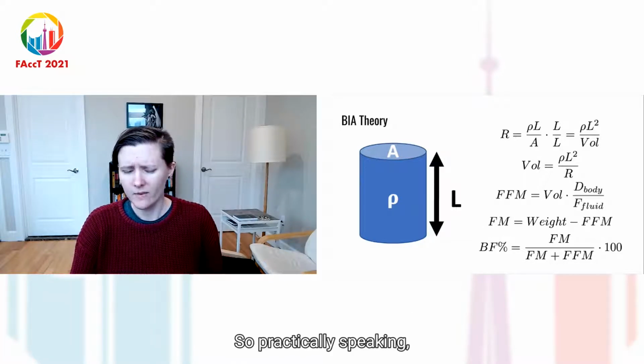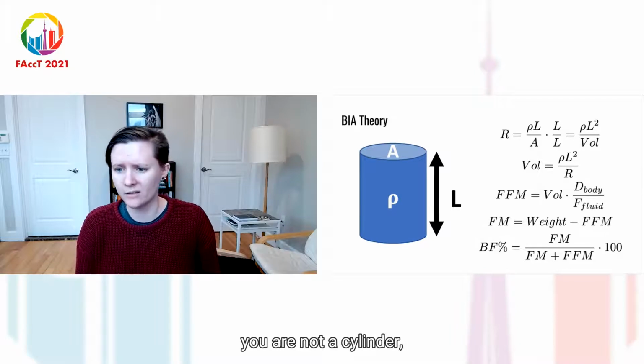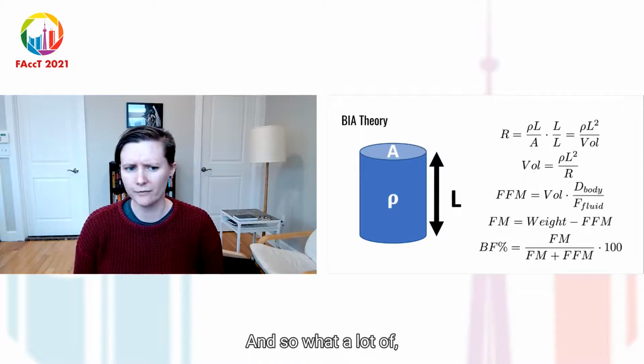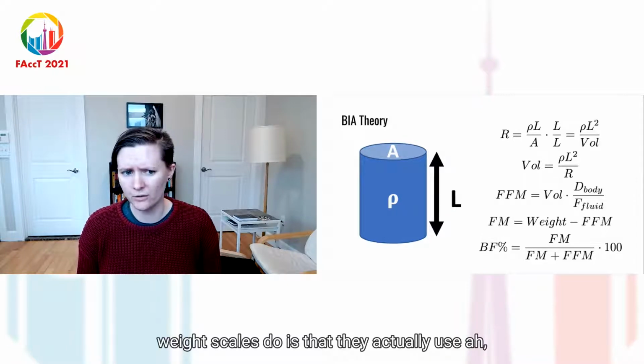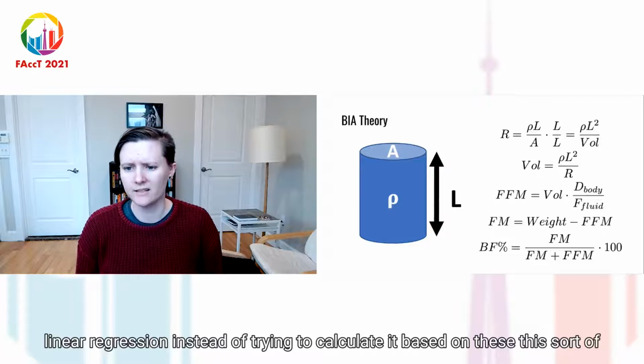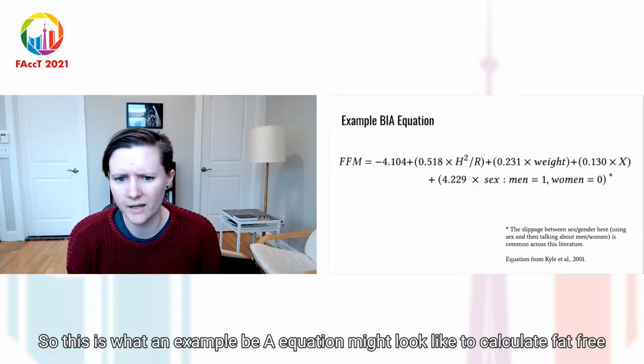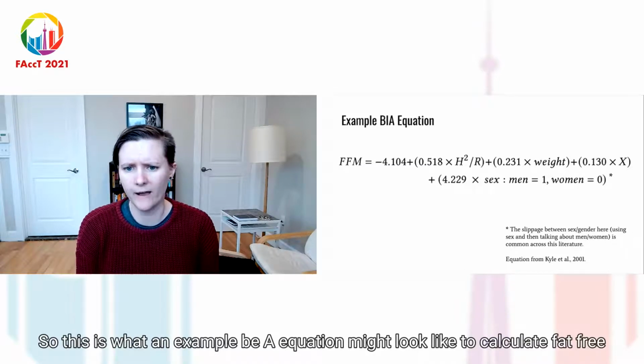So practically speaking, of course, you are not a cylinder, and we don't necessarily know D body or F fluid. And so what a lot of weight scales do is that they actually use a linear regression instead of trying to calculate it based on this sort of theoretical model. So this is what an example BIA equation might look like to calculate fat-free mass.